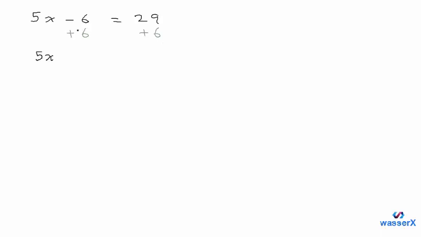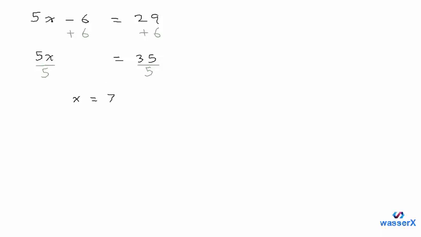So we have 5x - 6 + 6, which is 0, so 5x is equal to 29 + 6. And that's 35. And x is nothing but 5x divided by 5. And you do the same thing on the other side. 35 divided by 5, or 35 over 5, which gives you x = 7.